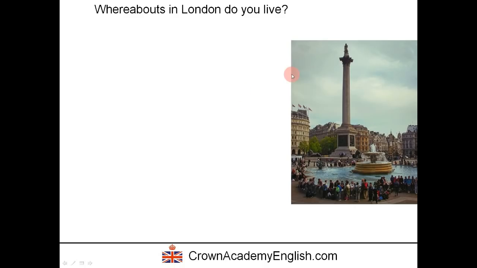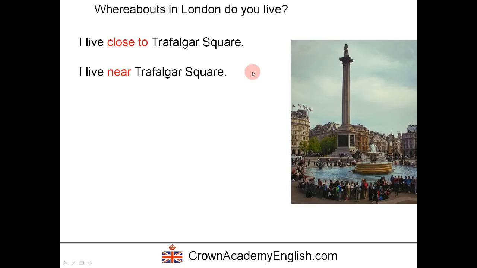And another way of answering this question, whereabouts in London do you live? We can say, I live close to Trafalgar Square. This is Trafalgar Square in London. So close to. Or, I live near Trafalgar Square. Notice here we have the preposition to after close, but after near there is nothing. We simply say, I live near somewhere. I live near Trafalgar Square, or I live close to Trafalgar Square.